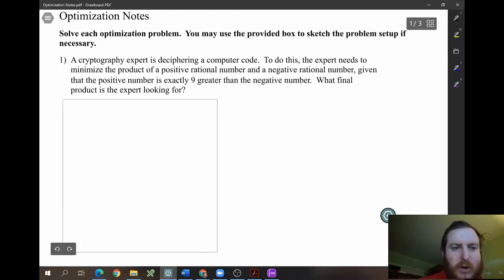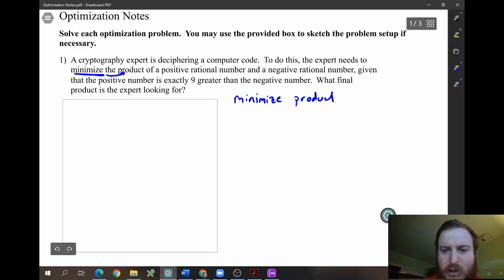So the first one says a cryptographer expert is deciphering a computer code. To do this, the expert needs to minimize the product. So step 1 is seeing what are we trying to minimize. So I'm going to just write in minimize product. And again, you don't have to write this, though you do have to understand what you're trying to minimize. Okay, so minimize the product of a positive rational number and a negative rational number, given that the positive number is exactly 9 greater than the negative number. What final product is the expert looking for? So the answer they're looking for is the product.